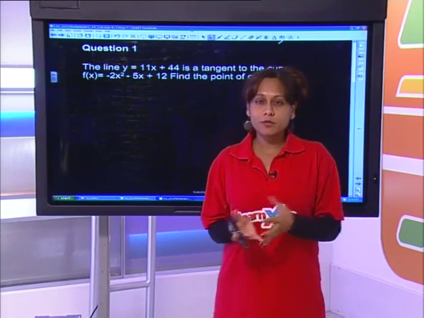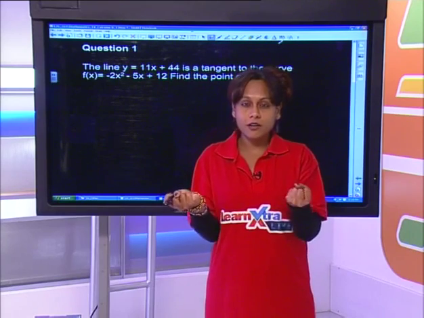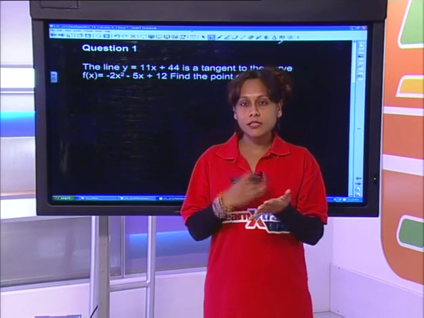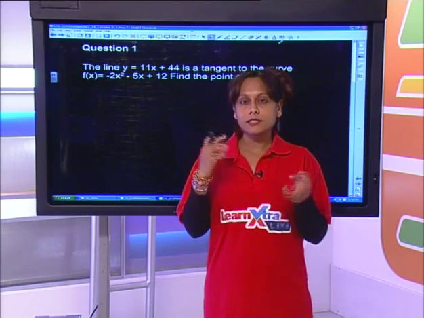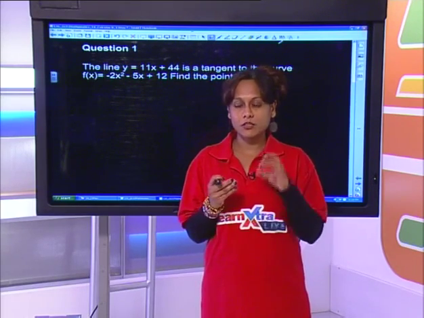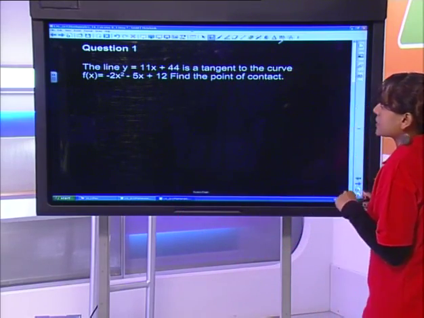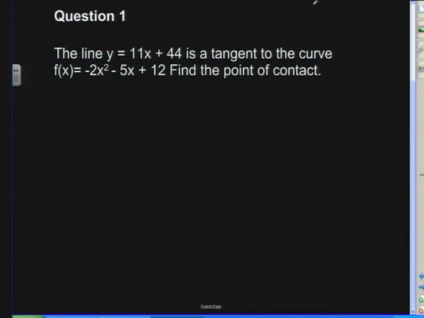Just to recap what we did before the break, the most important concept for you to take out of that is that the gradient of the tangent is equal to the gradient of the curve at the points of contact. Okay, and that's what we're going to use to look at this example, well, this question, the first question.